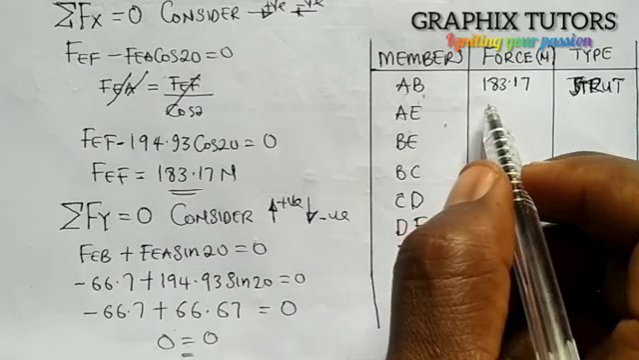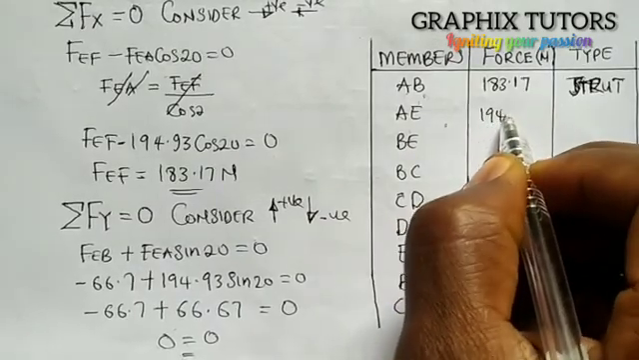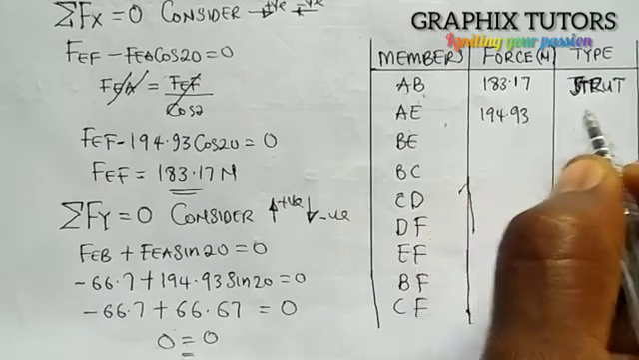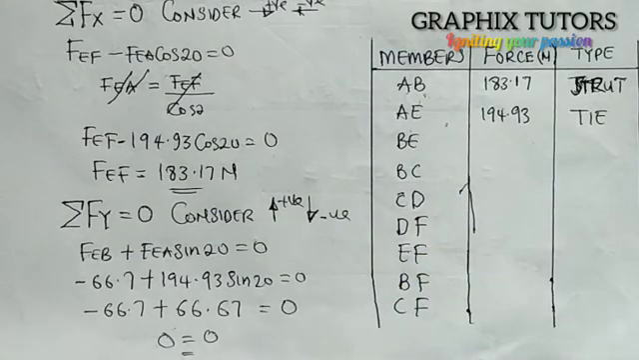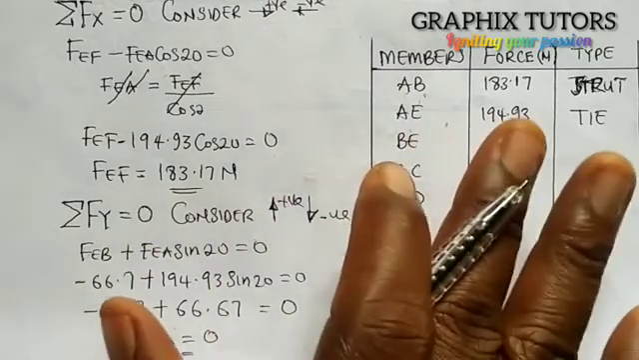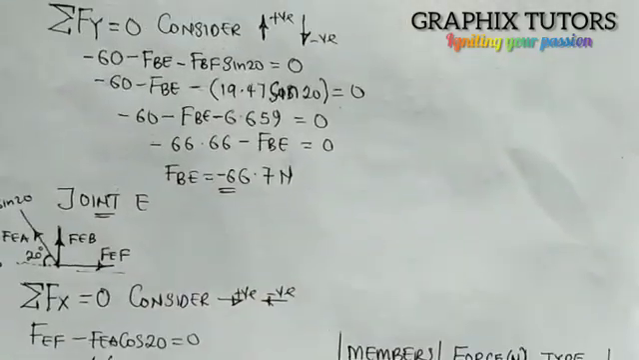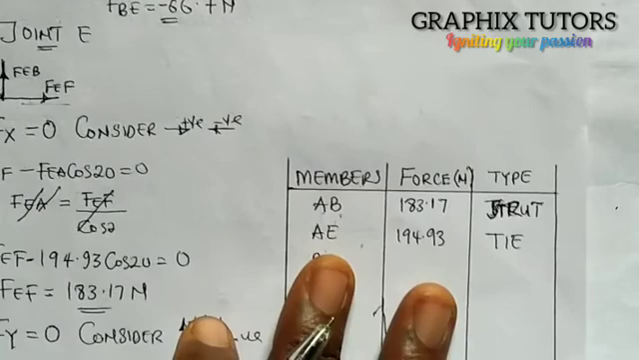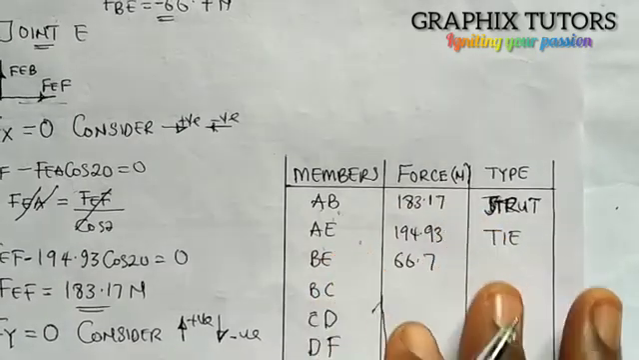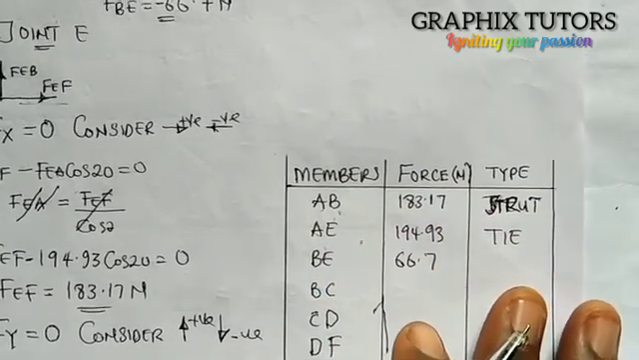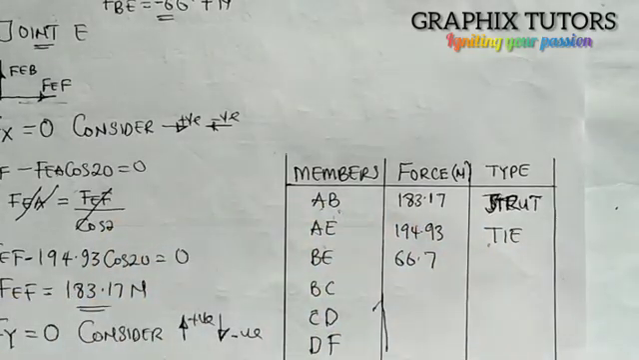Then AE is given as 194.93, and it is a tie. Then BE, go to joint B. We're going to see our BE there for joint B, right? So we did it here. Joint B here is telling us that BE is negative 66.7, so you just put 66.7. You look if it's a strut or a tie and you input it there, and so on. So you do that continuously until you fill the table. So is BE a strut? Let's just do that and see.